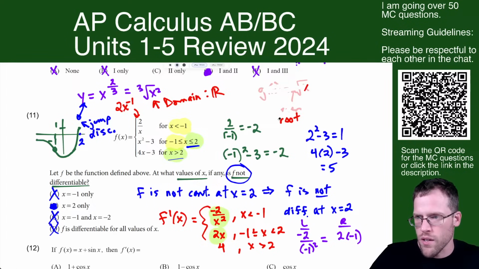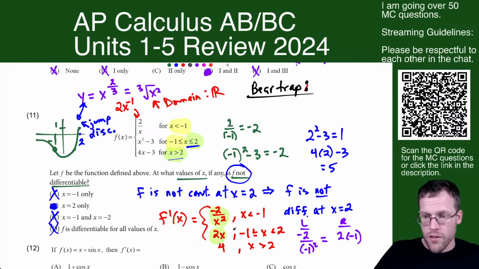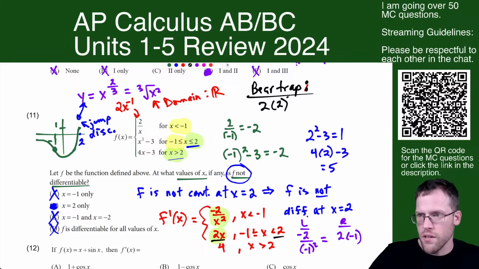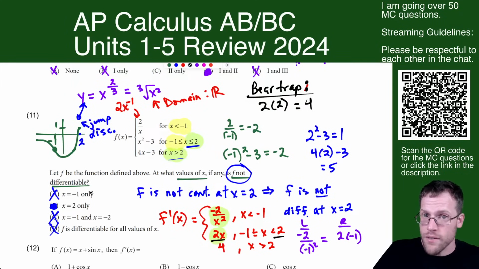So let me get this out of the way. So the trap, ready? I'll say bear trap because that's part of my brand. So the bear trap here is people are going to derive, and then they're going to go, oh, 2 times 2. You see, they're going to plug in 2 to this piece, and they're going to say, oh, here, 2 times 2, it does equal 4. They're going to be like, left side equals right side, continuous at x equals 2, differentiable at x equals 2, but no, it's not differentiable at 2.